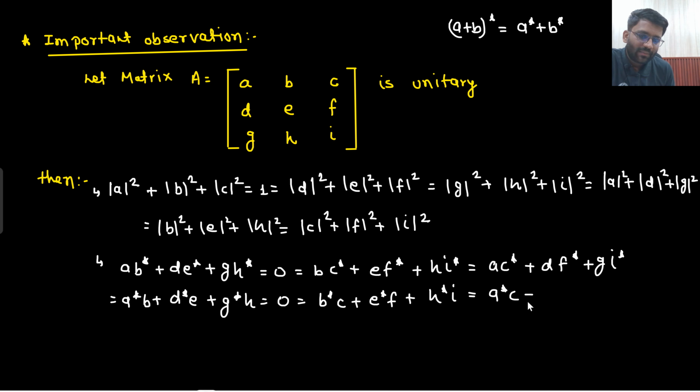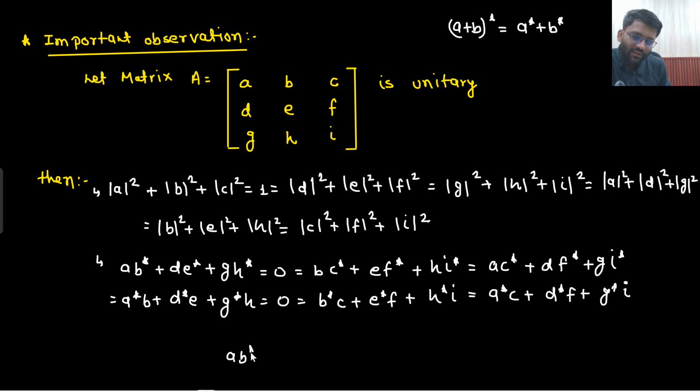A conjugate C plus D conjugate F plus G conjugate I. Yes, you can do it. What I am saying is that you can take the conjugate on the first element and second element as it is. So reversible it is. Why is it reversible? Because you see this particular thing.